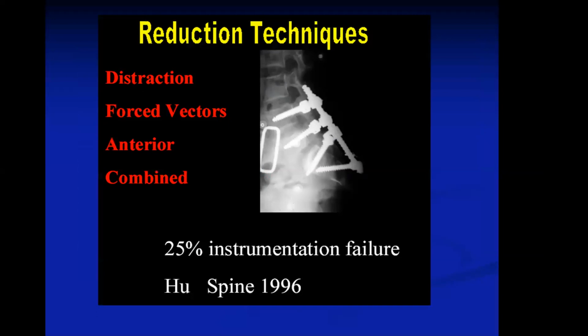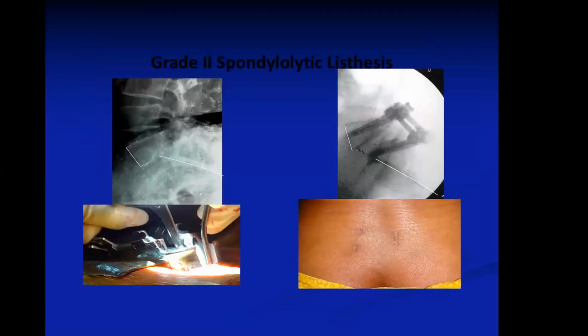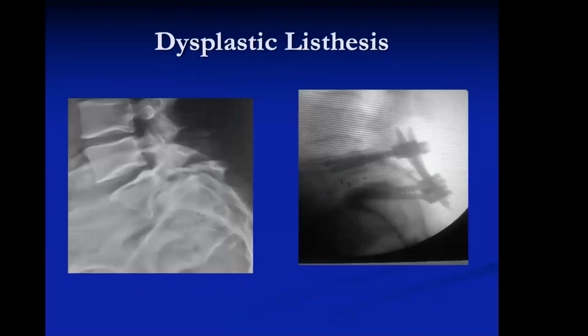So these are the various types of reduction techniques. These are all age-old techniques, hardly used now. This is one case of grade 3 listhesis which we could manage using MIS. And this is another case of dysplastic listhesis, almost grade 3, which we could again do with minimal access. So if your screws are in the right place and if you have good purchase, you can manipulate the disc space. Here we have excised the sacral dome.